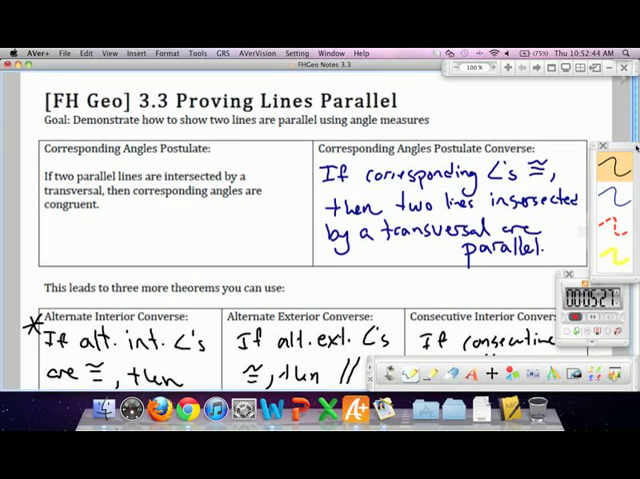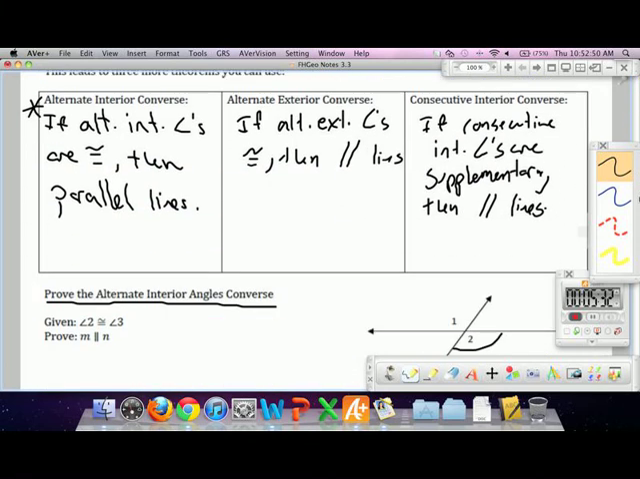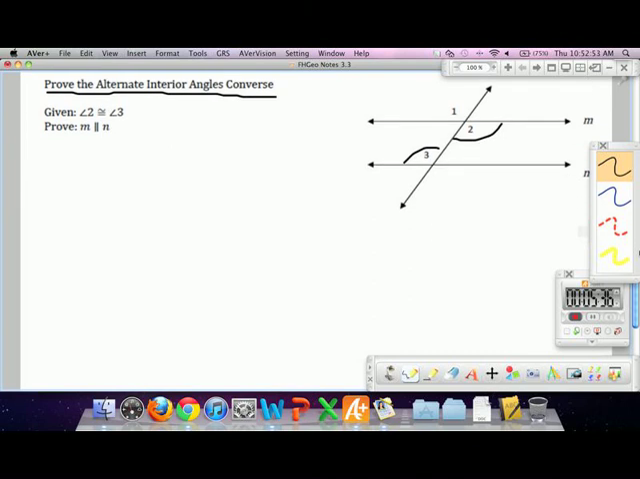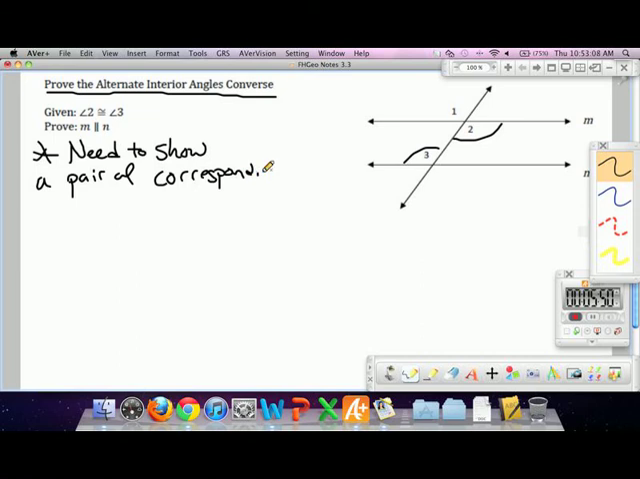So if I give you this diagram, what we really need to show is a pair of corresponding angles that are congruent. If you can get that, then we can use the corresponding angles converse to say specifically that the lines must be parallel. Well, can we get a pair of corresponding angles congruent in this? Is there a way we can do that? I bet you there is. Hey, Joel, what's something you might want to try?